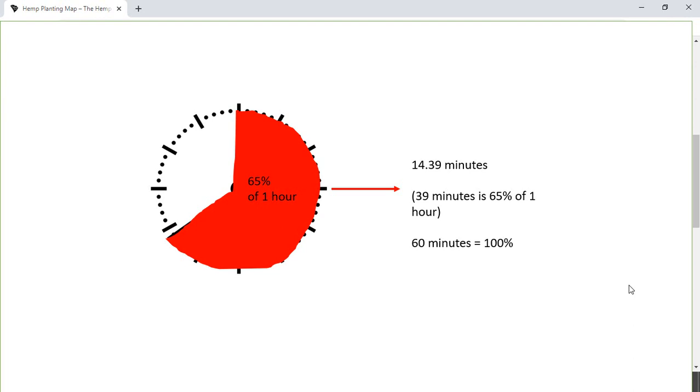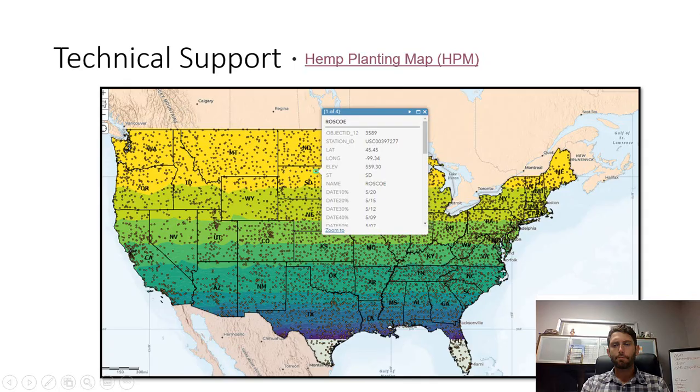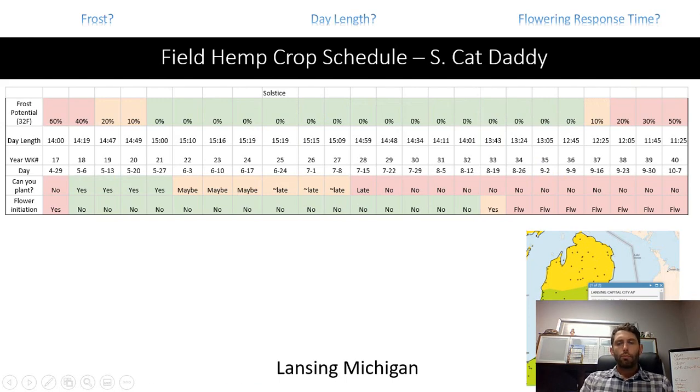Okay, so now that we understand this, let's look at two practical examples. The first one being in Lansing, Michigan, like I showed before, and the second one being in Alexandria, Louisiana. All right, so same location. You can see here in the clip at the bottom right that I chose the exact same data box that we were just looking at when looking at the interactive hemp planting map. I've put it into a format so that we could run through this example pretty quickly. So what I have here up on the left is it shows frost potential, the day length, the year week, as some growers use that, and then also just the day of the year, okay?